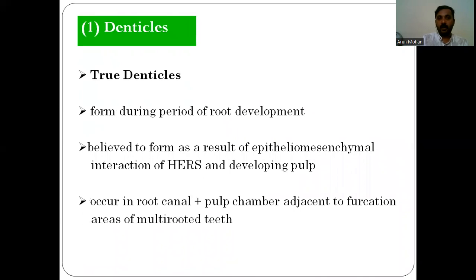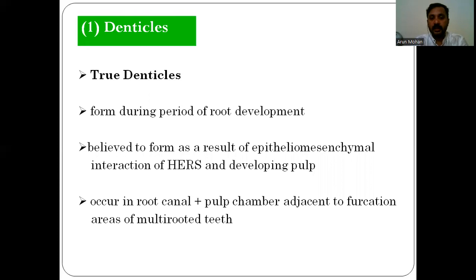The denticles, or as we call them, true denticles, are actually calcifications within the tooth structure. It is more of a developmental disturbance than a regressive alteration. True denticles are usually formed during the period of root development, and they are believed to form as a result of epithelial-mesenchymal interaction of Hertwig's epithelial root sheath, which may have gotten entrapped within the developing pulp tissue.